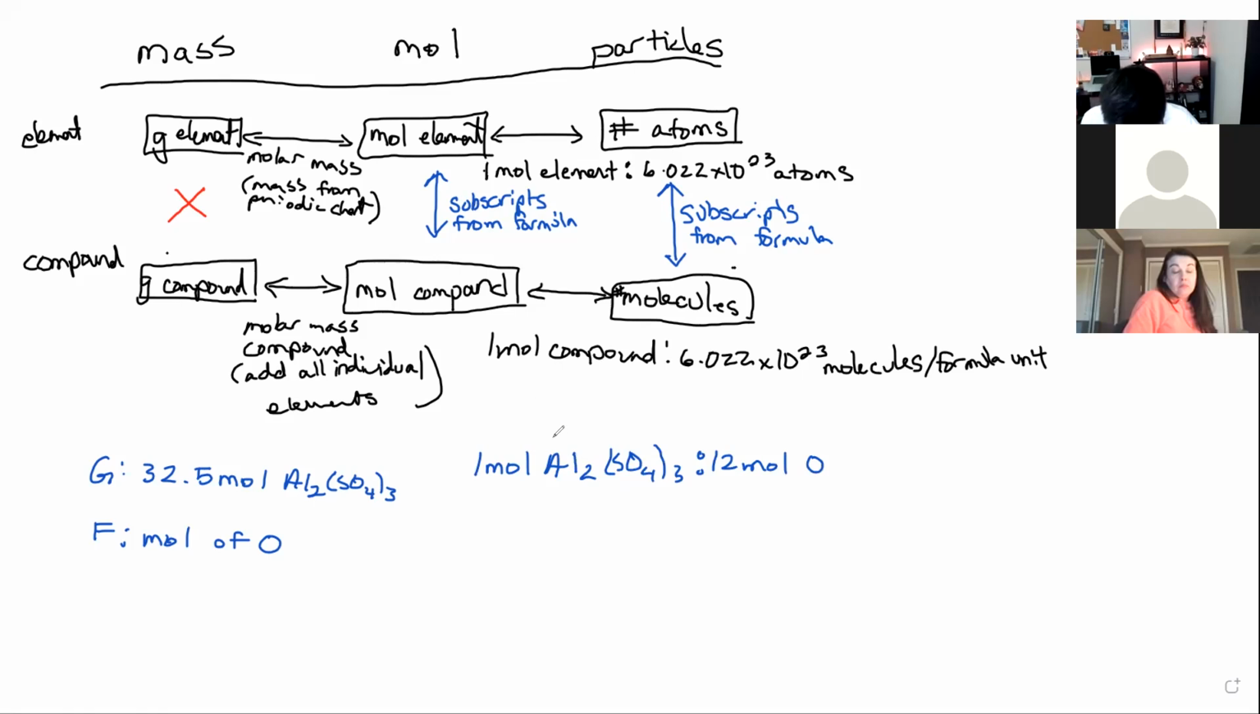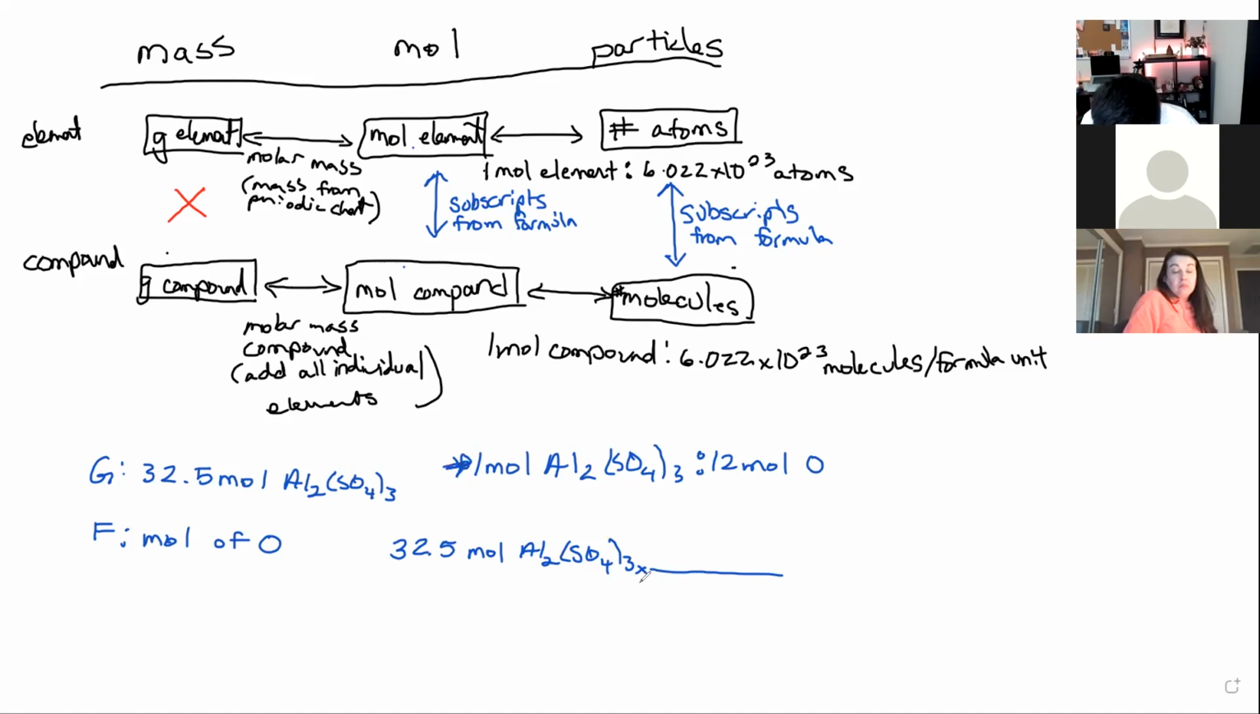I don't need to worry about aluminum and I don't need to worry about sulfur for this given problem because I'm not asking about aluminum and sulfur. So I start with the given information, which tells me, hey, I've got 32.5 moles of Al2(SO4)3. I want to move away from the amount of the compound and I want to get into the amount of the individual elements. So on our flow chart, we're starting here, we're ending here. Okay, so we want to move up the flow chart. The subscripts are what do that.